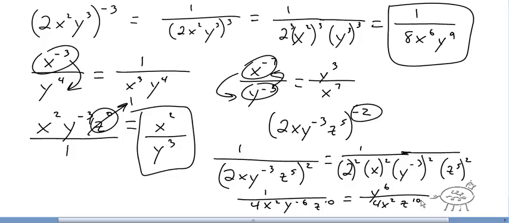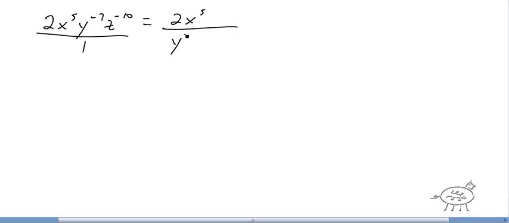Okay. So that was a pretty tough problem. Let's do a few more problems here. 2x to the fifth, y to the negative 7th, z to the negative 10th. Okay, what goes the other side of the fraction? Just the y and the z. That's pretty easy. So it's 2x to the fifth. On the bottom is y to the 7th, z to the 10th. That was actually pretty mellow.